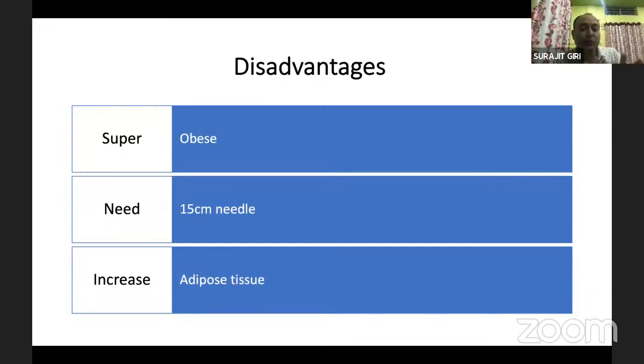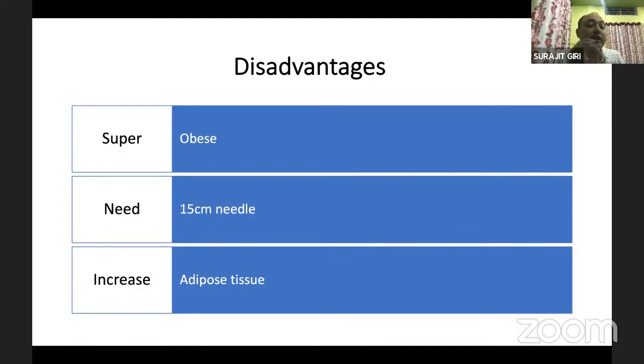The biggest disadvantage is that people's weight is increasing day by day, and adipose tissue is highly concentrated in the buttock. If the weight increases, suppose around 130 kg or 120 kg, the adipose tissue increases more in the gluteal area. So if you use a 10 centimeter needle, that may not be sufficient to locate the sciatic nerve. You are not going to reach the sciatic nerve.